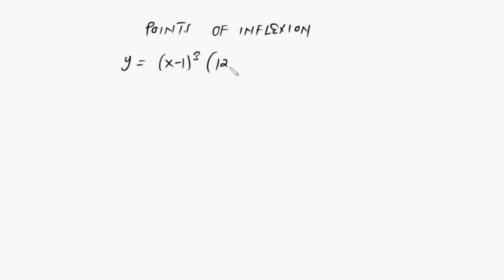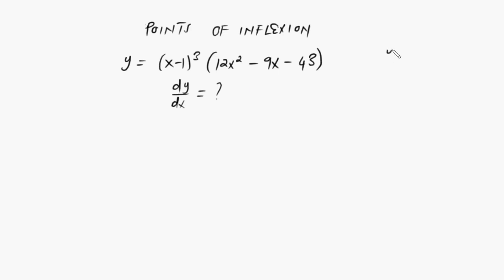And so we have 12x squared minus 9x minus 43. So I want to find dy/dx, okay? So this function is like a product of two functions, okay? So I use the product rule, okay?